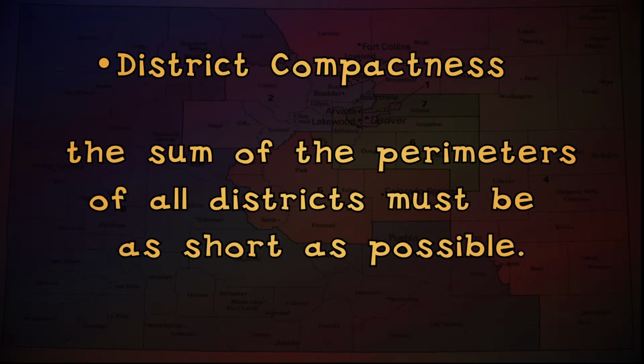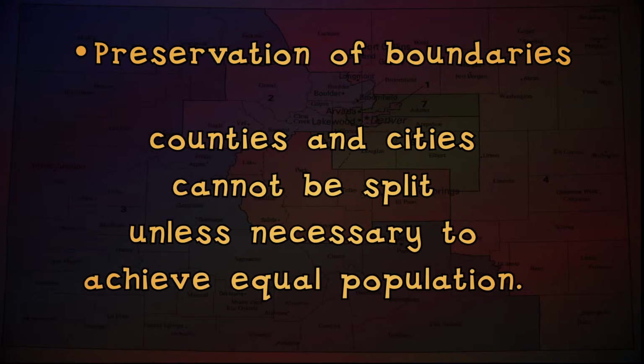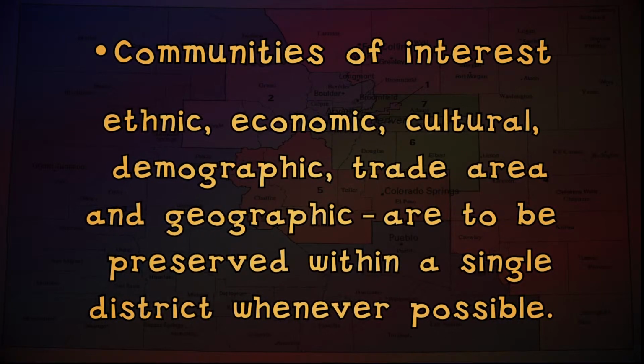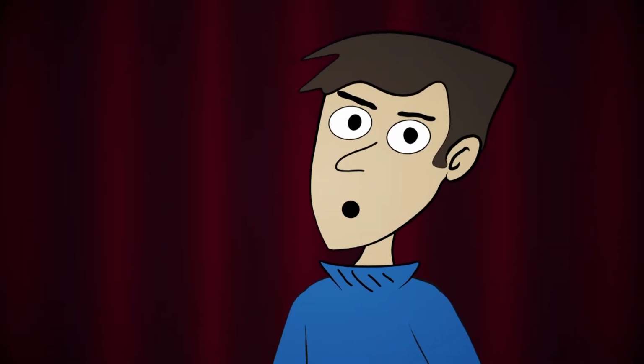District compactness is defined to mean the sum of the perimeters of all the districts must be as short as possible. District contiguity means that each district must be composed of contiguous election precincts. Preservation of boundaries means that counties and cities cannot be split unless necessary to achieve equal population. And finally, communities of interest, ethnic, economic, cultural, demographic, trade area, and geographic, are to be preserved within a single district whenever possible. Now let's take a look at how state House and Senate legislative districts are created.